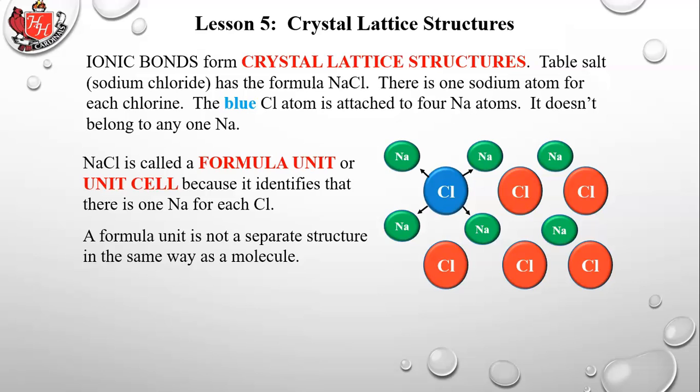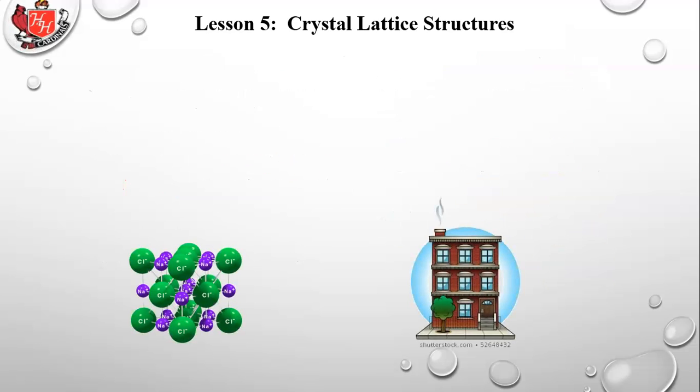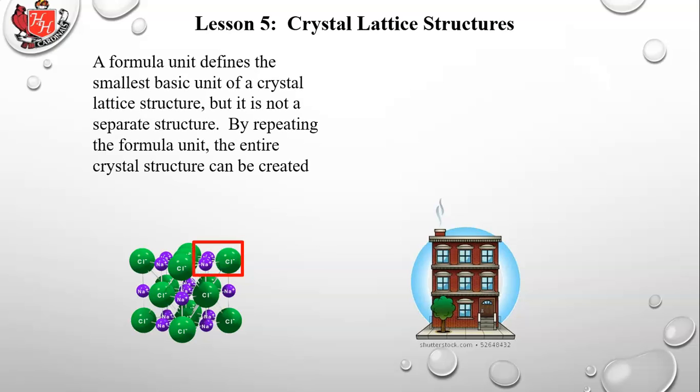So that Cl in blue is attached to all four of those sodiums partially, but doesn't belong to any one of them. A formula unit defines the smallest basic unit of a crystal lattice structure, but it is not a separate structure. By repeating the formula unit, the entire crystal structure can be created. So you can see right there, if you take that NaCl in the red box and just keep repeating it over and over and over again, you'll have the entire cubic structure right there.